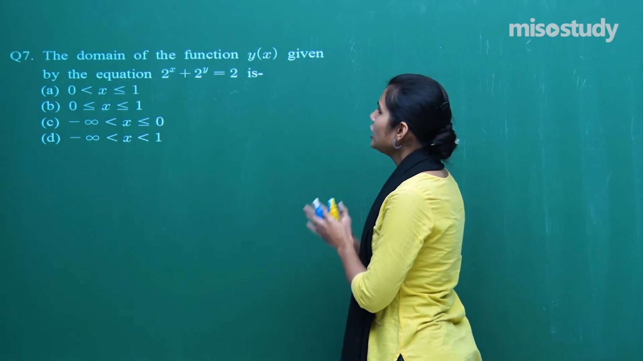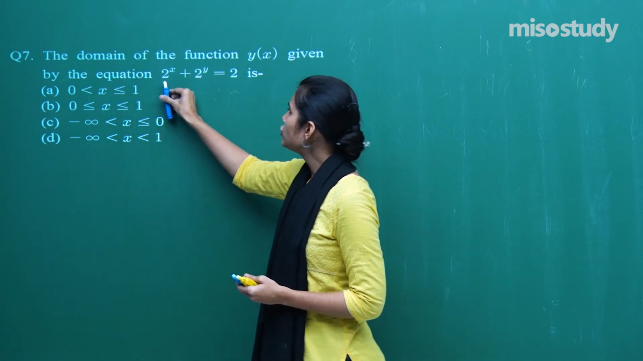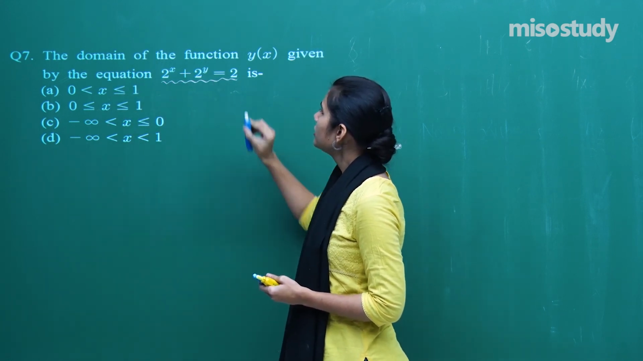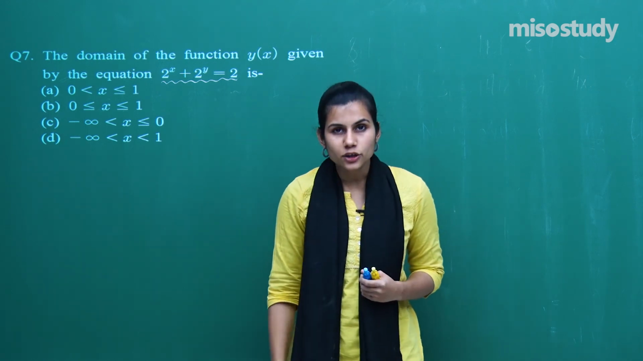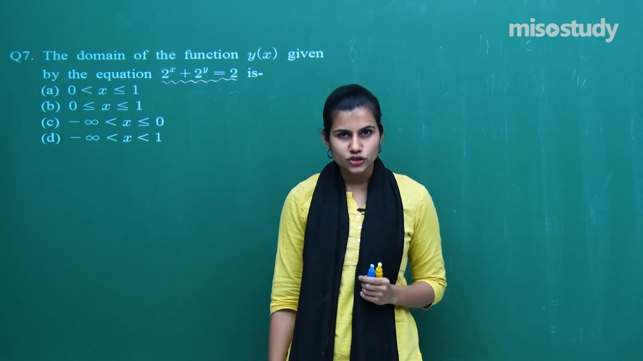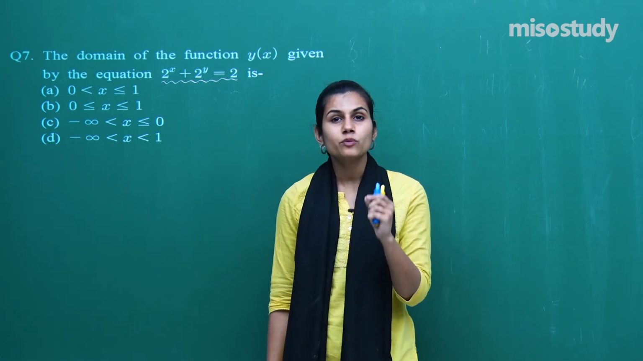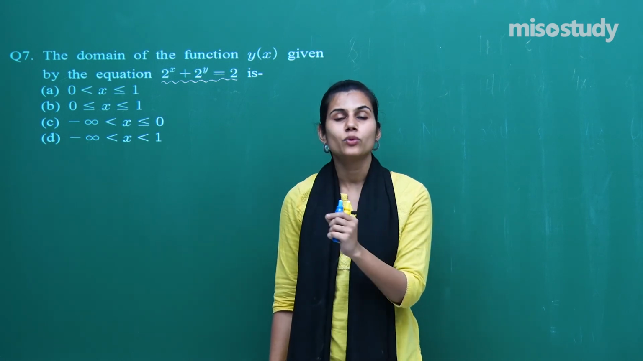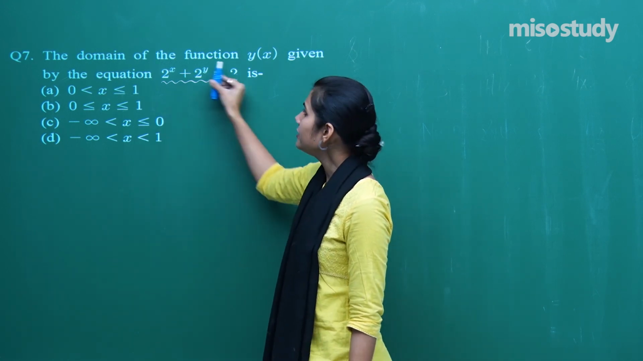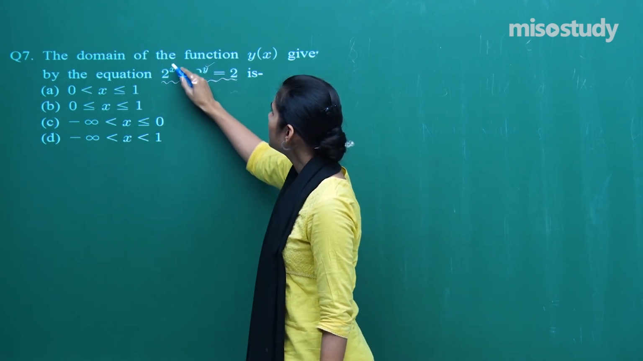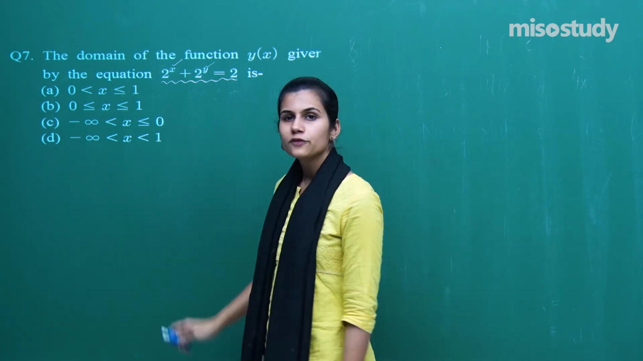It says the domain of the function y of x is given by the equation. Well, this function is given in the implicit form. Remember, we had done implicit functions in which the dependent variable was hidden in the expression and the expression was not given in the form of y equals f of x. Here it is not given in the form of y equals f of x, it is hidden in this expression, y being the dependent variable, x being the independent variable, and x is standing for the input, y is standing for the output.